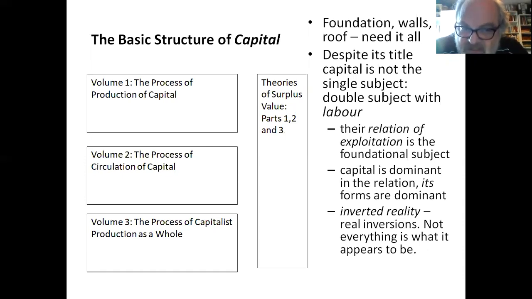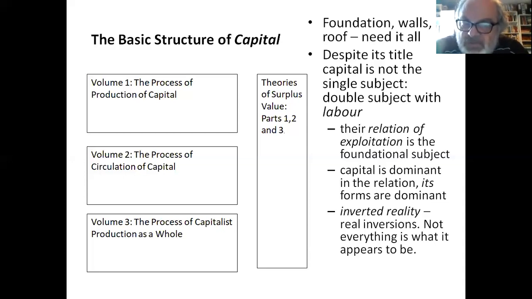The foundation in volume 1 is about that. It's about the relation of exploitation. That's the foundational subject. But it's also true that capital is dominant in the relation. If it wasn't dominant, we wouldn't have very much to do to overthrow it. So the forms of capital in its dominance in the relationship are actually very important for understanding the capitalist mode of production.